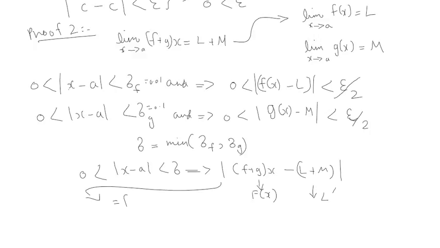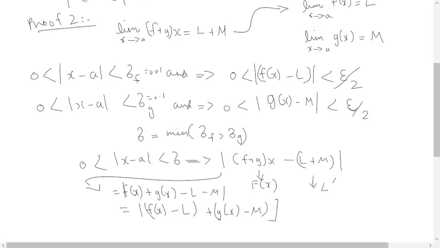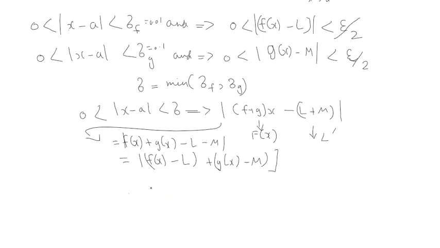So if we try to simplify this, it's turning out to be f of x plus g of x minus L minus M, right? And let's try to simplify that. We can group f of x with L, and we can group g of x with M. Both terms are now linked with their respective counterparts, as according to the equation that's mentioned, right? So let's just simplify this. We know that f of x minus L, and the absolute value of that turns out to be something, right?